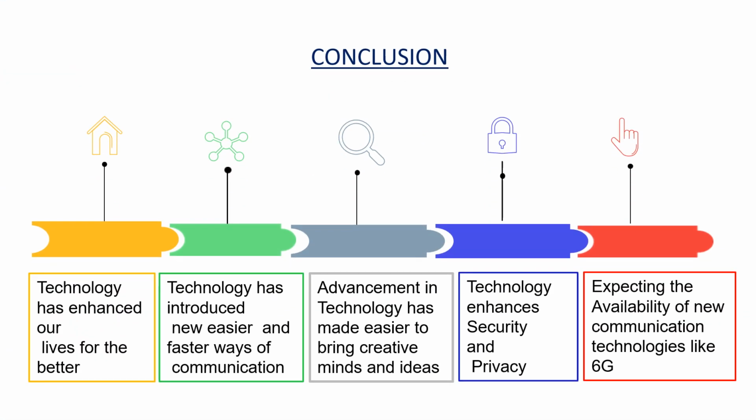Moving on to the conclusion, as new technologies continue to emerge offering greater benefits, it has a potential to revolutionize the way we live, work and communicate. And technology has introduced new, easier and faster ways of communication, and it made it easier to bring creative minds and ideas together. The technology enhanced security and privacy, and new technologies such as 6G and other advanced future communication networks are expected to make the mobile devices even more powerful and versatile, and the future of this communication network is dynamic.